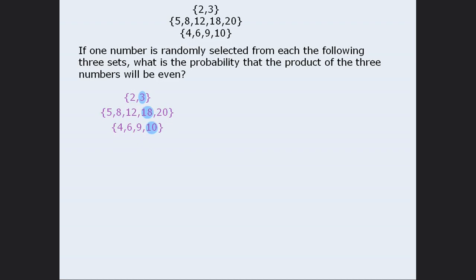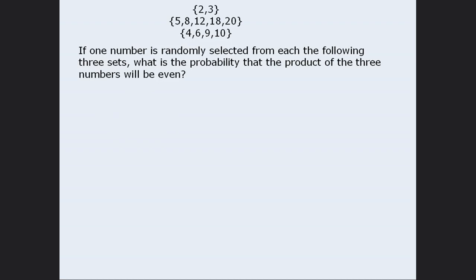However, this question is much easier to solve when we consider the complement. Now, what is the complement of having a product that is even? The complement is having a product that is not even. In other words, having a product that is odd. Now, in how many different ways can we select three numbers such that the product of the three numbers is odd? Well, for this to happen, all three of our numbers must be odd. Since each set has only one odd number, there is only one selection where the product is odd.